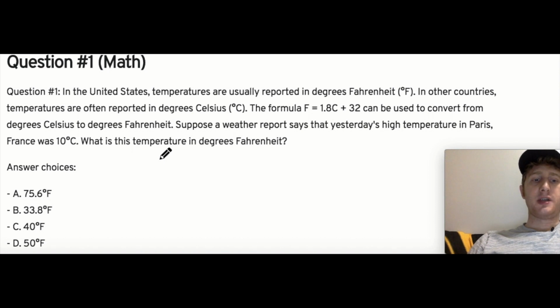In other countries, temperatures are often reported in degrees Celsius. The formula F equals 1.8 C plus 32 can be used to convert from degrees Celsius to degrees Fahrenheit. Suppose a weather report says that yesterday's high temperature in Paris, France was 10 degrees Celsius. What is the temperature in degrees Fahrenheit?